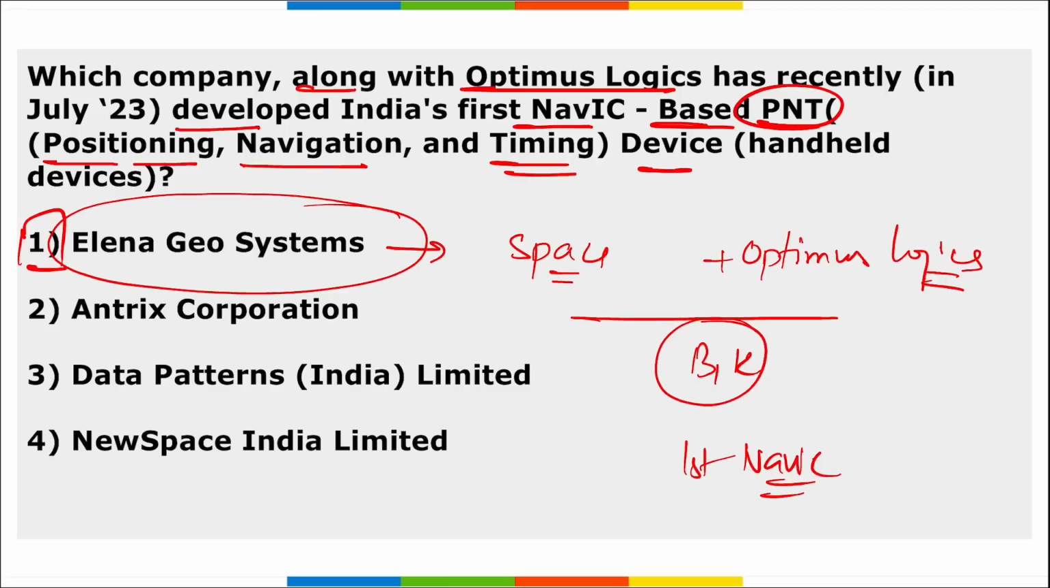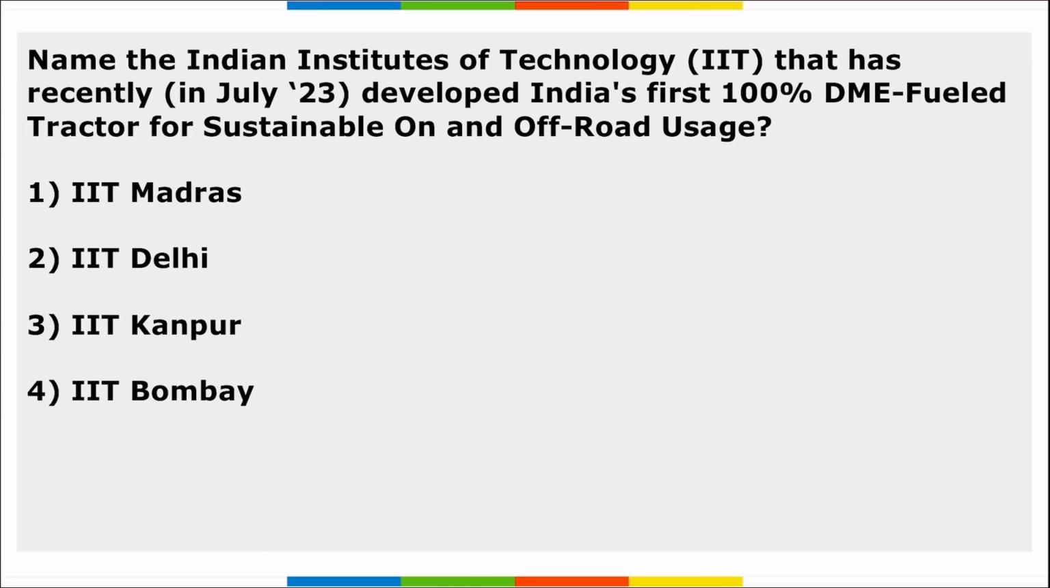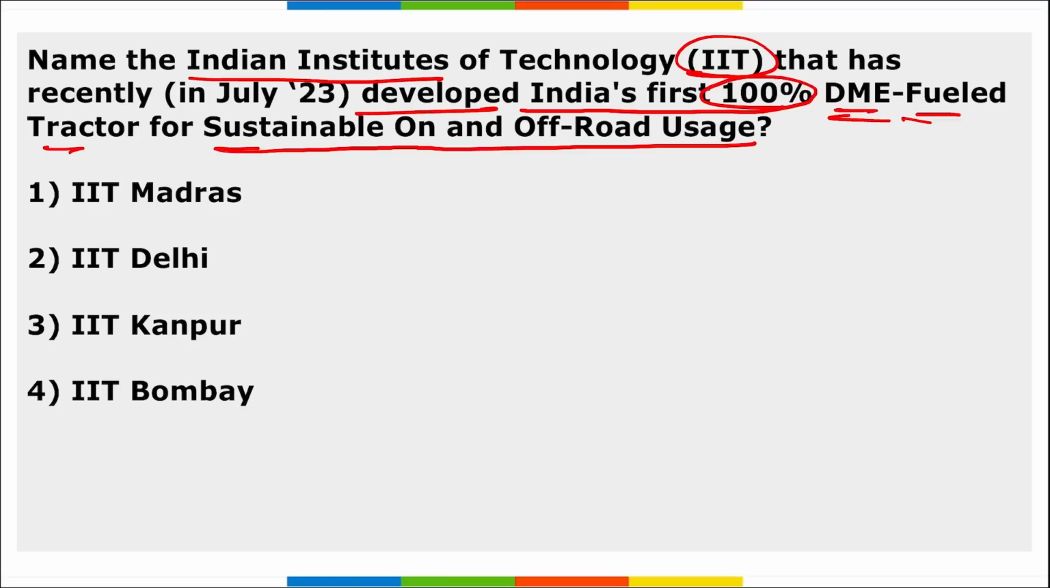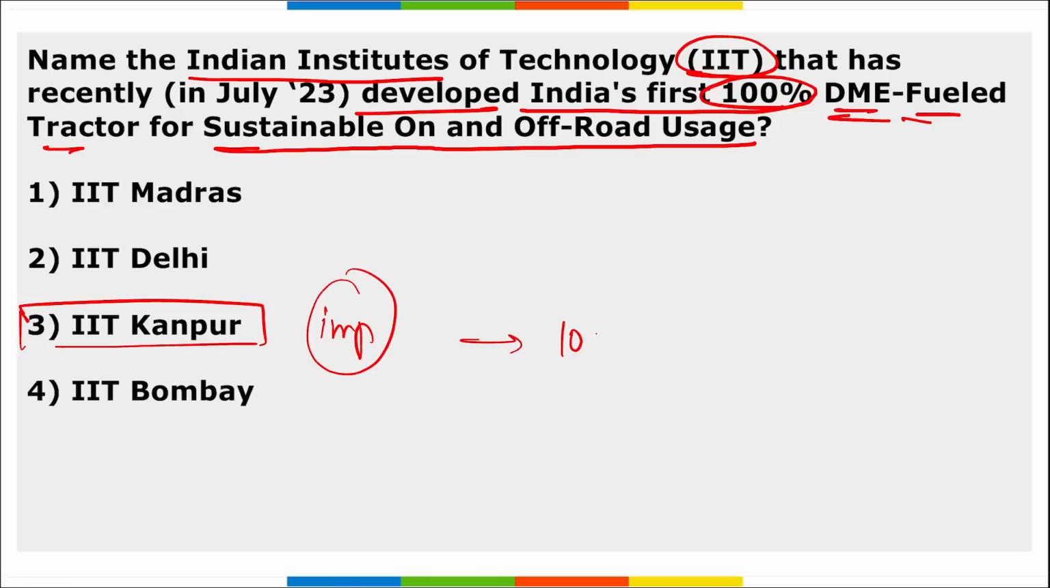And this PNT device consists of a 5G mobile phone and a NAVIC chip along with its adapter and a receiver to be able to communicate with the NAVIC satellite. So correct option here is Elena Geo Systems. Next, name the Indian Institute of Technology that recently developed India's first 100% DME fueled tractor for sustainable on and off road usage. It is IIT Kanpur. Important market, it is IIT Kanpur. They have developed India's first 100% DME. What is this DME? Dimethyl ether, correct?